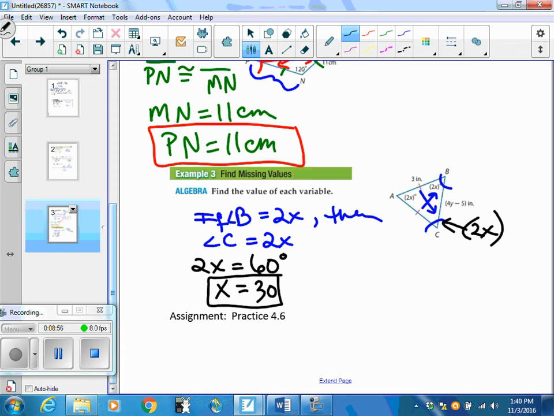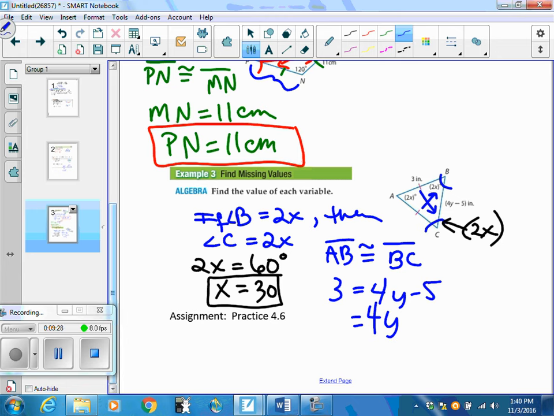I also have a y there, and again we said that it's an equilateral triangle. So if it's equiangular, that means if all the angles are equal, then all the sides are equal. And I know one of the sides is 3 inches. So that means that AB would have to be congruent to BC. And so my 3-inch side would equal 4y minus 5, and I'm going to solve for y. If I add 5, that's giving me 8, and divide by 4, I get y equals 2.